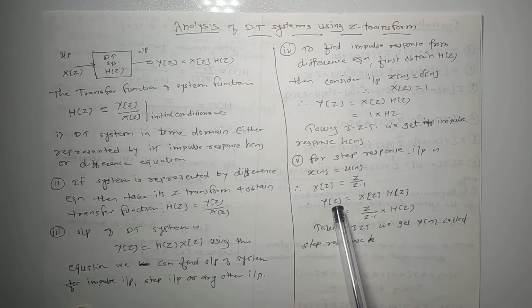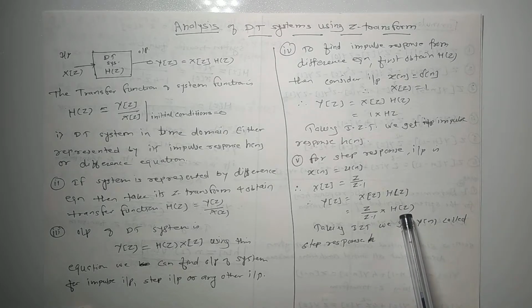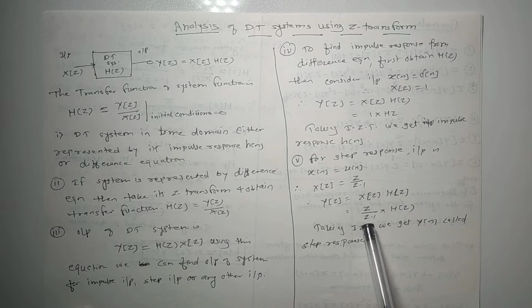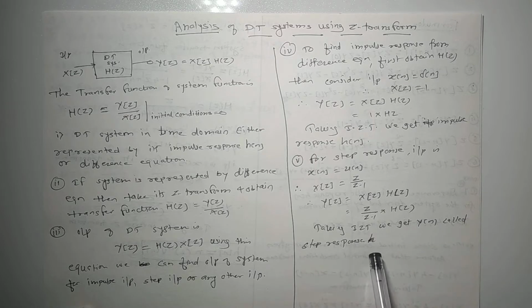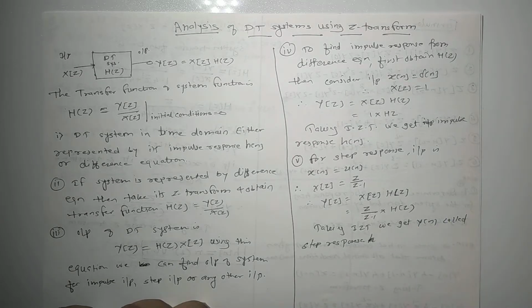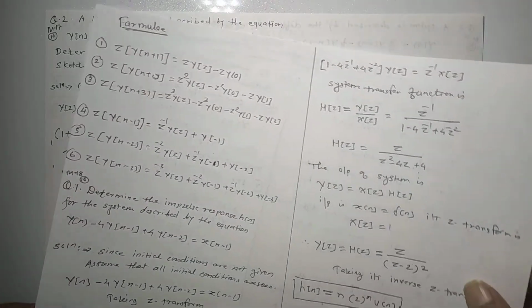And therefore in this output equation, X(z) is replaced by z upon z minus 1, and then here you have to place this H(z), do the partial fraction expansion of this expression, and then take the inverse z transform to find out y(n). This y(n) is called the step response. This is called the step response of the system. Okay, let us see the problem based on this.